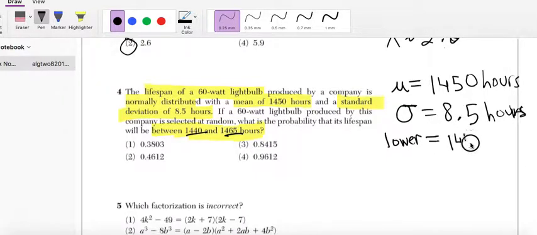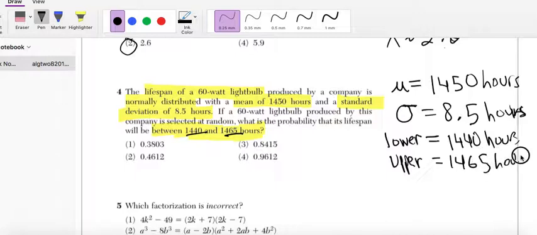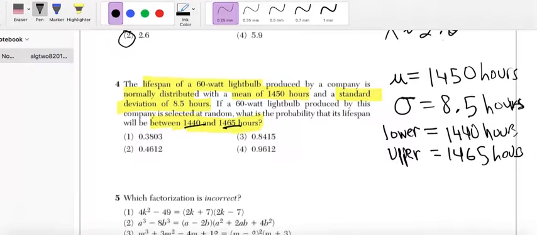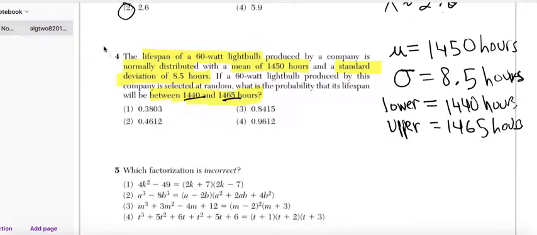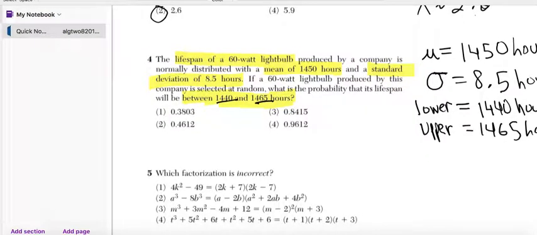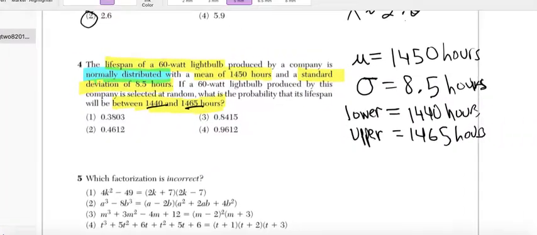So the lower bound, they want to see between 1440 hours and the upper is 1465 hours. So they're all hours, I don't need to worry about the units. What I'm going to look for, guys, is that they said it's a normal distribution. I'll highlight in a different color. Understand it's a normal distribution, okay?